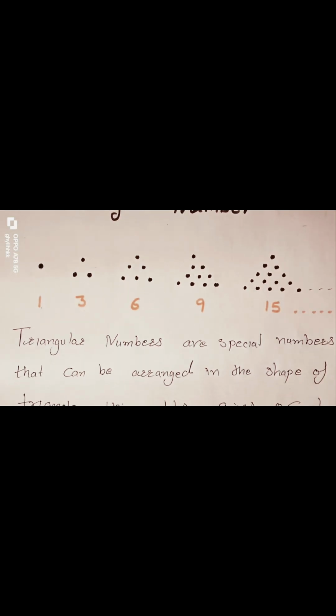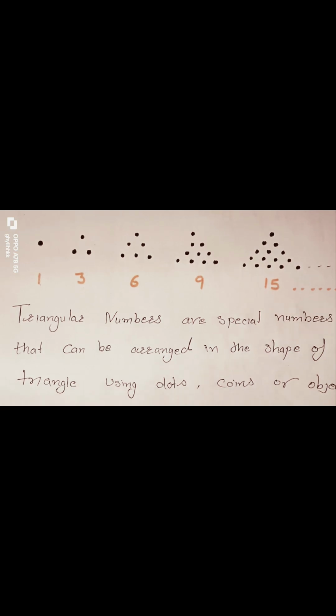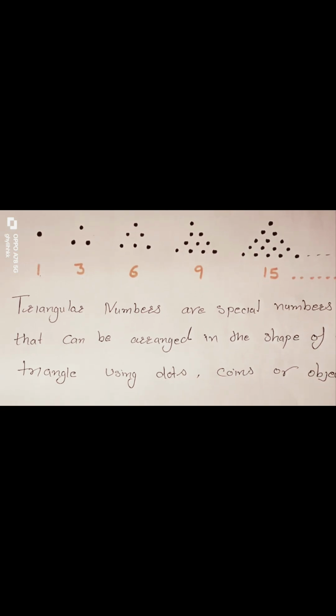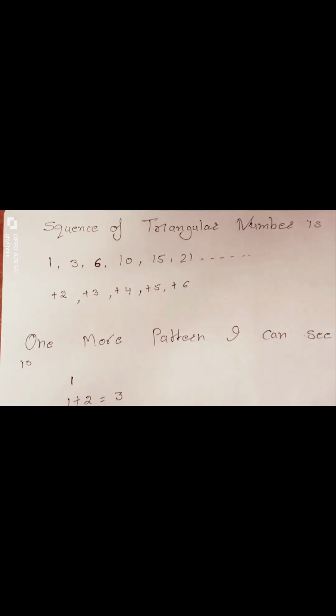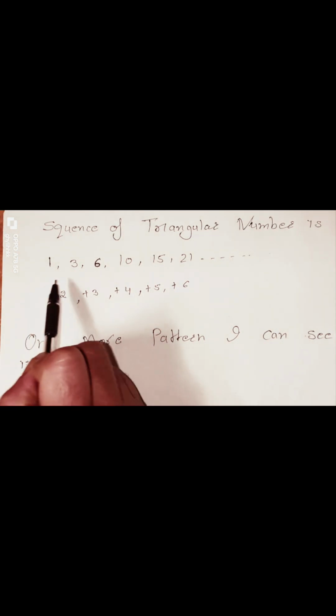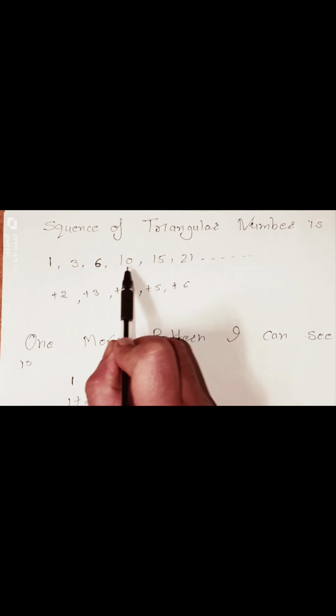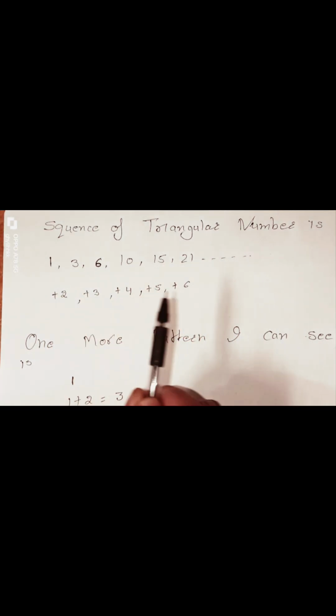Triangular numbers are special numbers that can be arranged in the shape of a triangle using dots, coins and other objects. So what kind of sequence of triangular numbers do we observe here? The sequence of numbers is 1, 3, 6, 10, 15, 21 and so on.